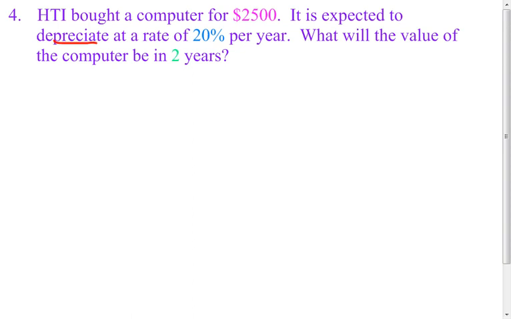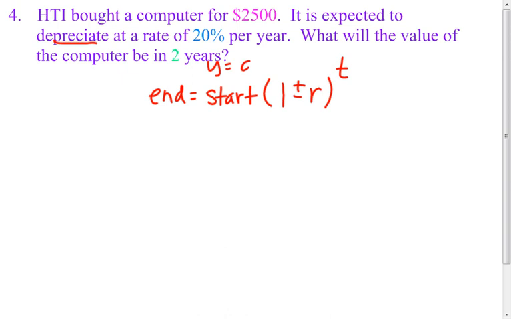Okay. So again, I like to think of it like this. What you end with is what you start with times 1, either plus or minus the ratio, to the t. You guys know it as this formula. Either way, it's fine. But the computer's initial investment was $2,500.